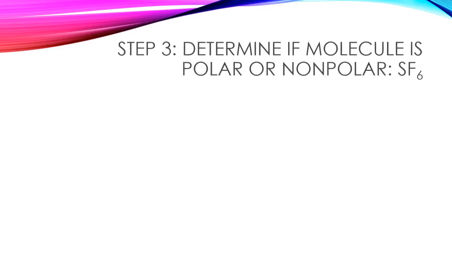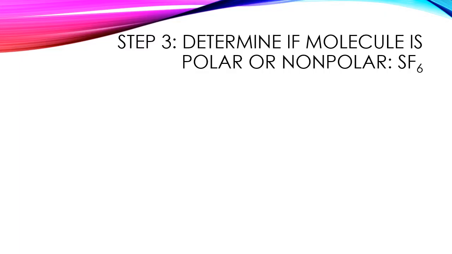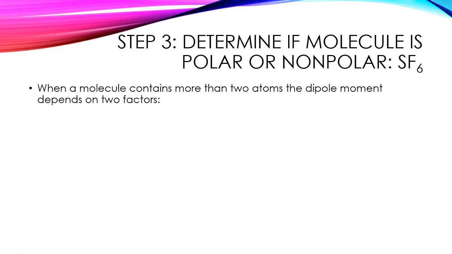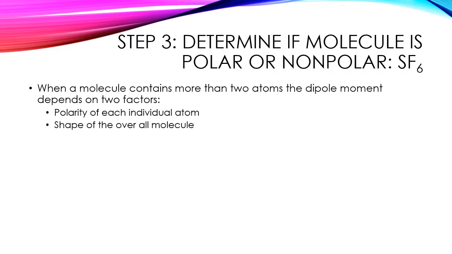The last and final step to this problem is to determine whether or not SF6 is polar or nonpolar. To do that, we have to look at a couple of different things. When a molecule contains more than 2 atoms, in this case SF6 contains 7, the dipole moment depends on 2 factors: the polarity of each individual bond and the shape of the overall molecule. And we already determined the shape of the overall molecule a couple of screens back.